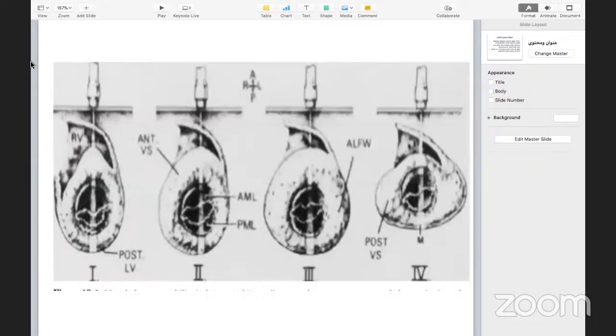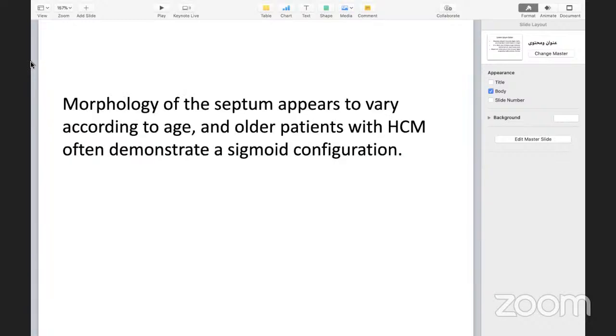This is the short axis showing the different patterns of distribution of the hypertrophy. It might be apical, it might be diffuse, it might be in the anterior wall only. So it differs regarding the morphology on echo. The morphology of the septum appears to vary according to age, and older patients with this disease often demonstrate a sigmoid configuration, just to keep in mind.